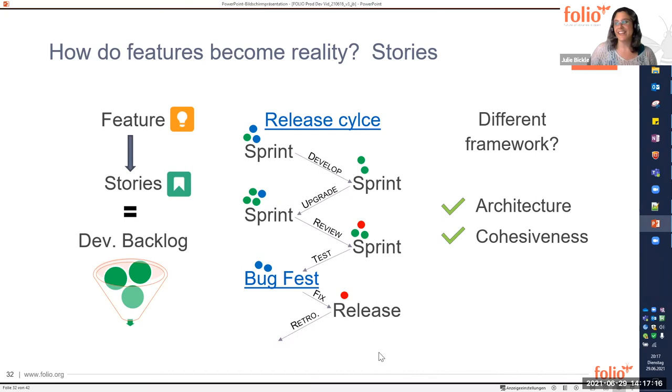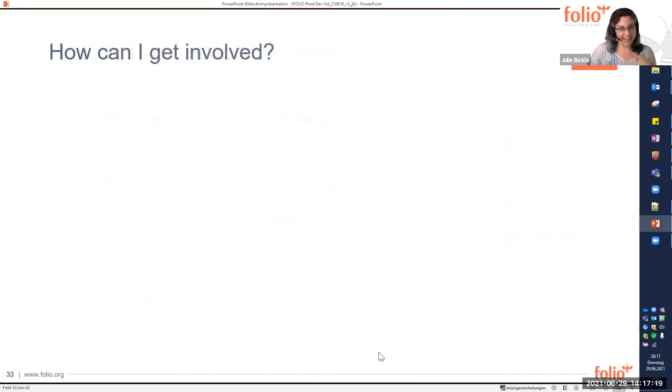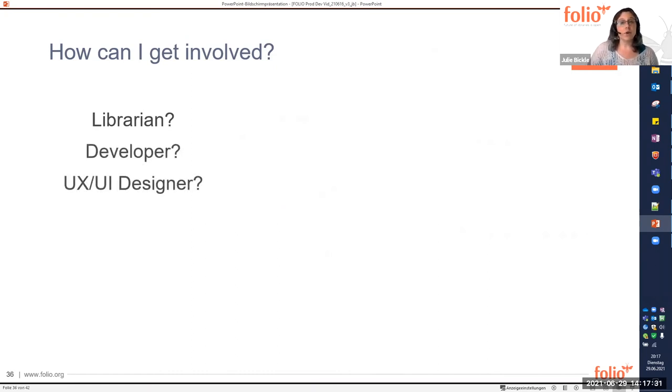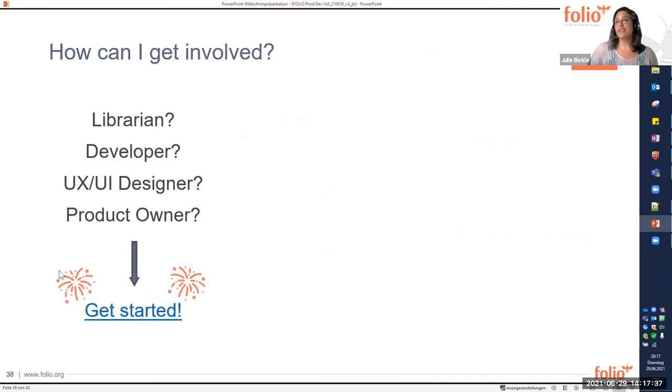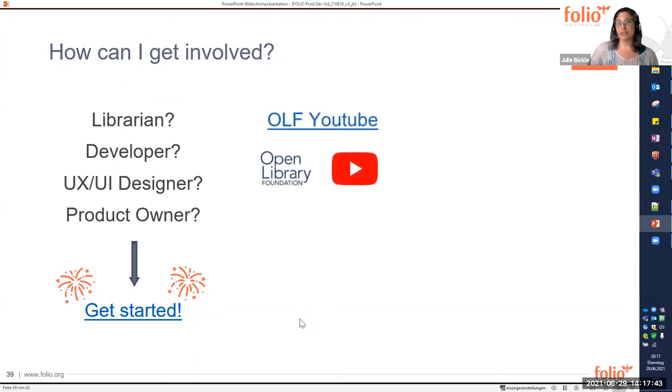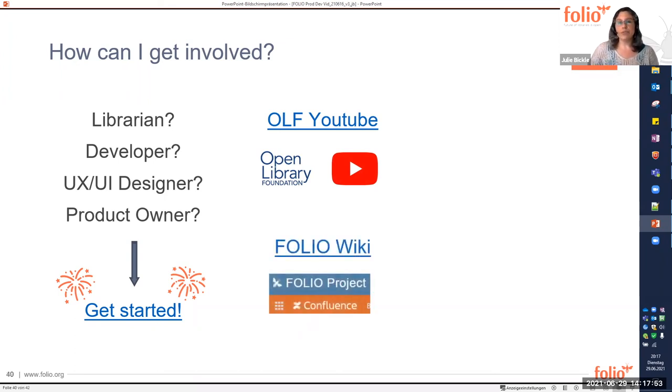Has this got you all motivated? And now you'd like to know, how can I get involved? Well, whether you're a librarian willing to share subject matter expertise, a developer, a UX or a UI designer, or you're ready to own and manage part of the FOLIO product, please do go and check out our Getting Started pages for next steps. Additional resources include the numerous videos on the OLF YouTube channel, including this series of introductory videos, and also the links to the resources listed in this presentation that then send you to the FOLIO Wiki.